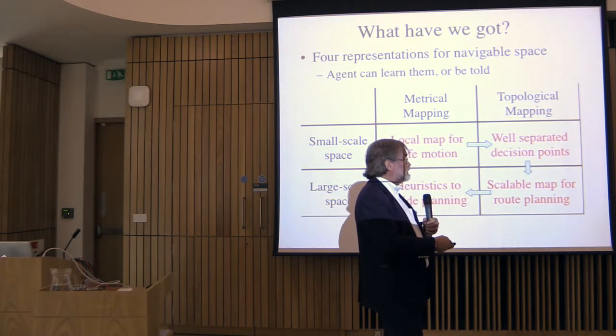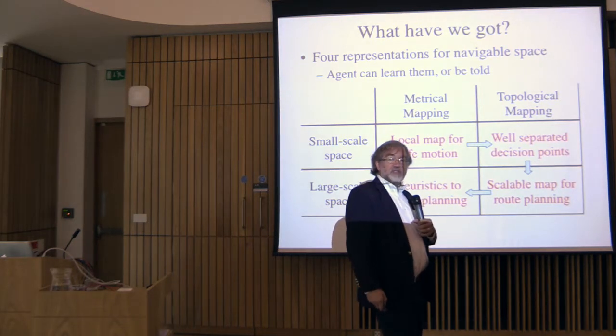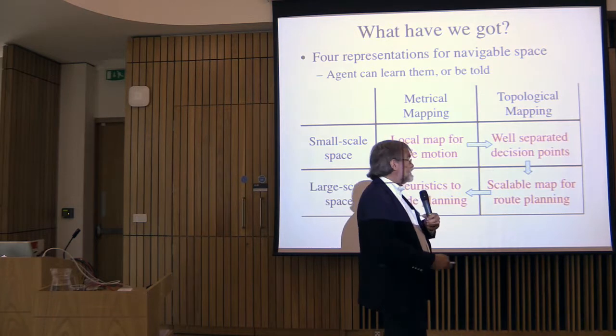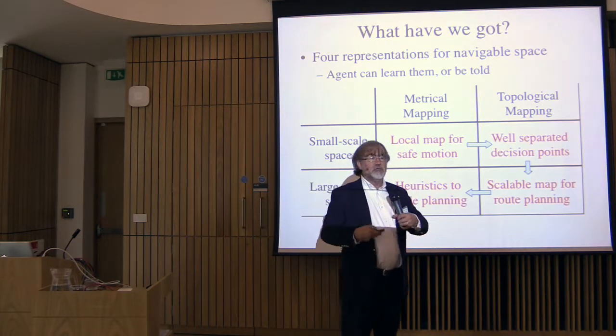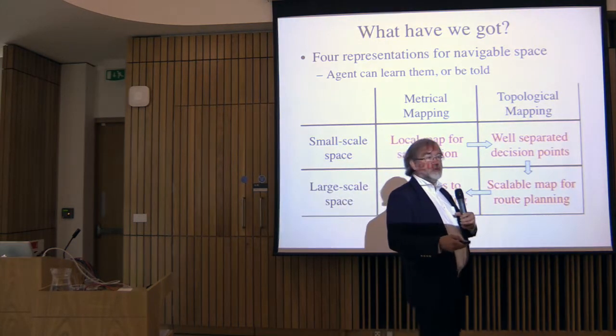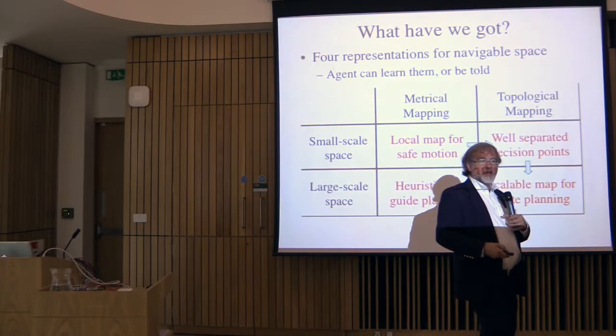The global topological map is an economical and scalable way of representing the structure of the overall environment. And the large-scale metrical map can be used for developing heuristics for route planning, so that you get from A to B in the shortest way, perhaps.